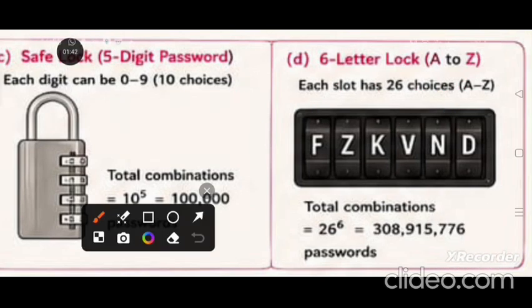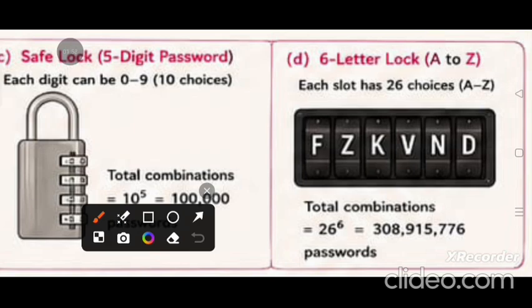Now if we have to make a 6-letter lock, in the previous part we have done the digit lock. Now we have a letter lock. For digits we have 10, from 0 to 9. But for letters we have 26 choices.